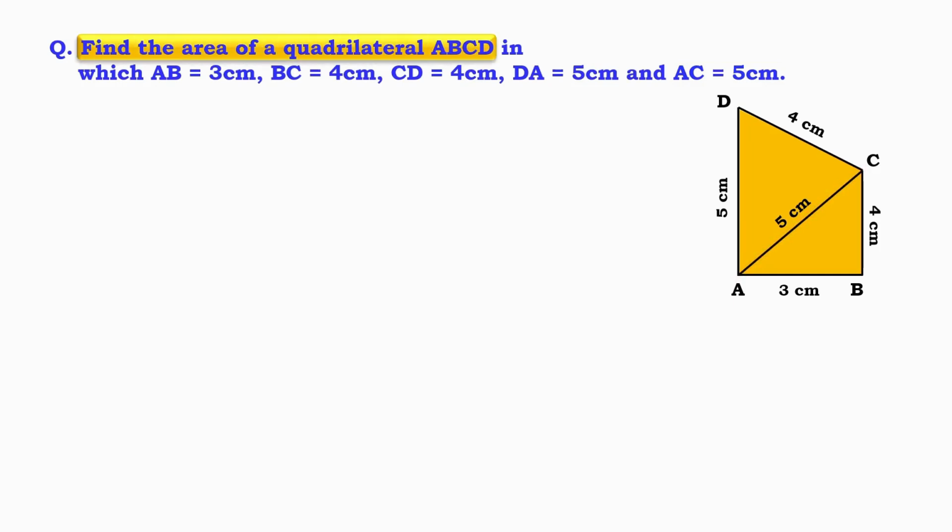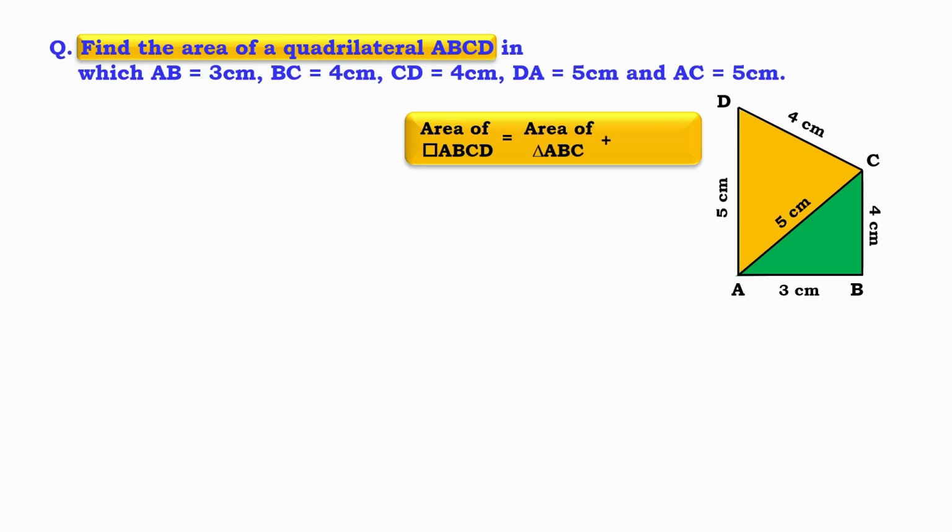Now we have to find the area of the quadrilateral ABCD. This is a similar type of problem that we did earlier. So that is equal to the sum of the area of triangle ABC plus the area of triangle ACD. Now we need to find the area of triangle ABC.